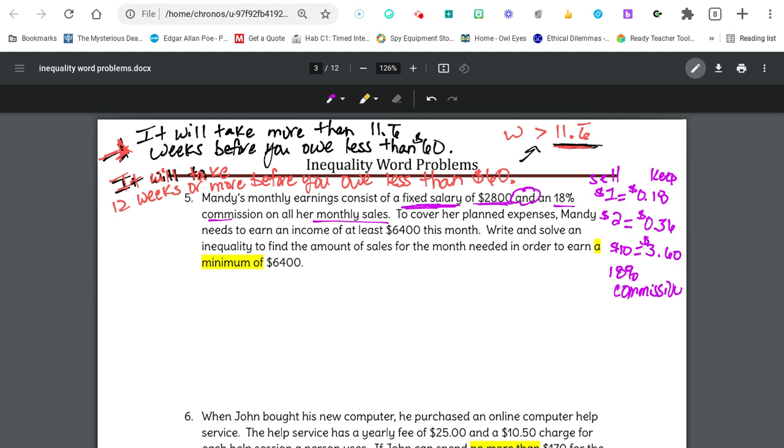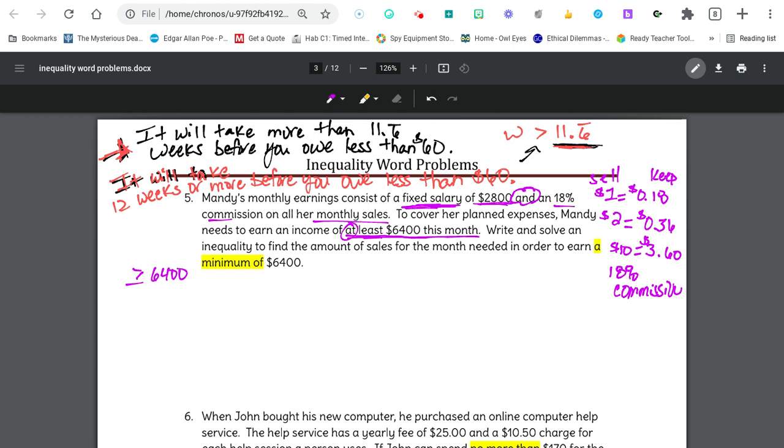To cover her planned expenses, Mandy needs to earn an income of at least $6,400 this month. It's got "at" in front of it, so I know it's going to be greater than or equal to 6,400 because it's "at least." Least, we normally think of less, but if it has "at" in front of it, flip it around.